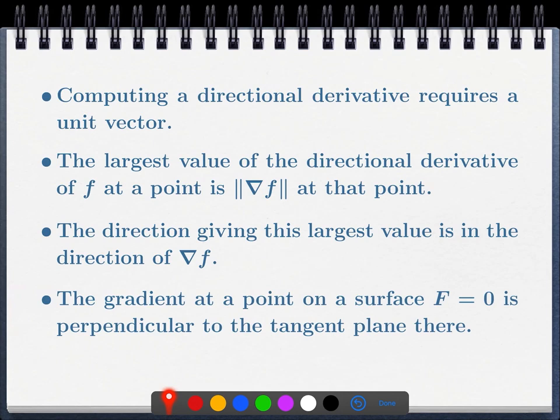The gradient at a point on the surface, so if you have F of x, y, z equal to 0, and I take the gradient of capital F at a certain point on that surface, then it's going to be perpendicular to the tangent plane there. So it's normal to the tangent plane, and you can figure out the equation of the tangent plane from that. You could also figure out the equation of the normal line to the tangent plane at that point. We've had some problems like that because the normal line will be going in the direction of this gradient, the normal vector.